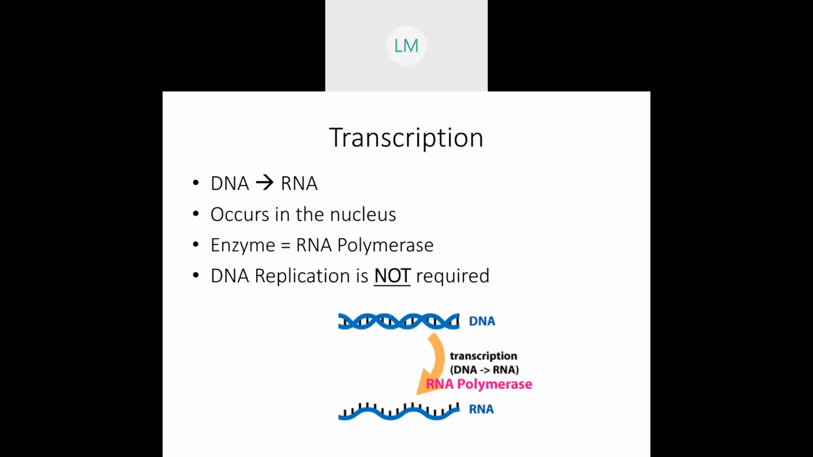And again, DNA replication is not required for this to happen. We always talk about replication when we're talking about transcription because the process is very similar, but we don't have to replicate just to transcribe, right? Transcription is happening a lot because we need this RNA to create proteins for cellular processes, but we don't have to replicate if we're going to transcribe. We only need to replicate if we're going to divide.